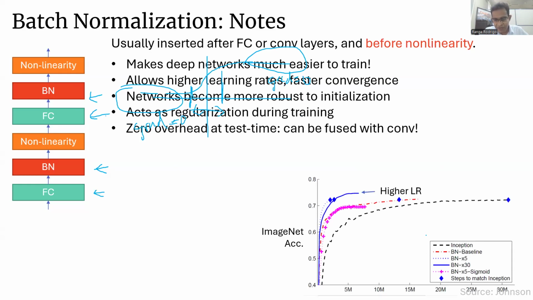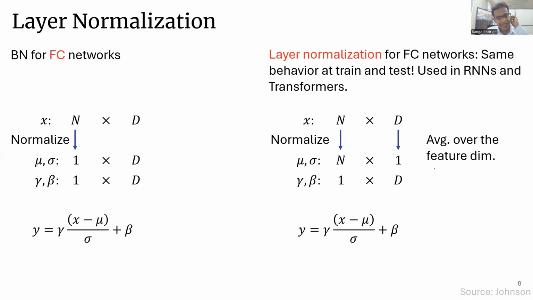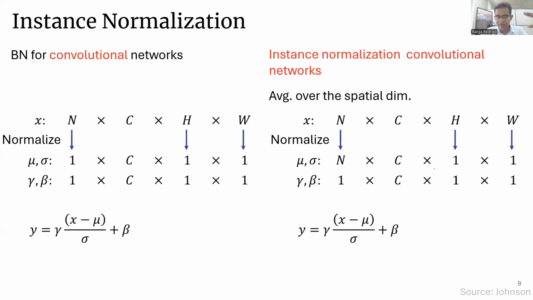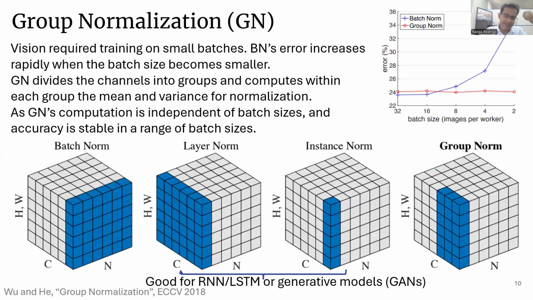So you can see when you do batch normalization, the accuracy has improved. But if you do, then you can increase the learning rate also, so the accuracy can further improve. But this is not theoretically well understood; it behaves differently during training and testing time. Then there are other things called layer normalization, instance normalization, and group normalization. You can study about them if you like. I will not talk about them because it's too much material. Of course, if anyone wants, I'll be more than happy to explain.